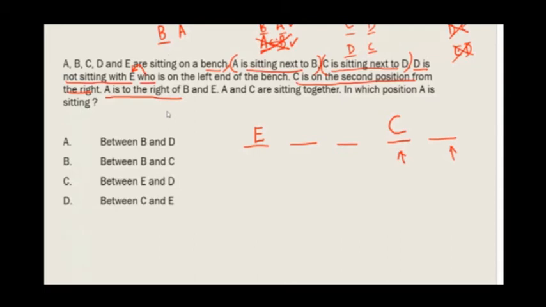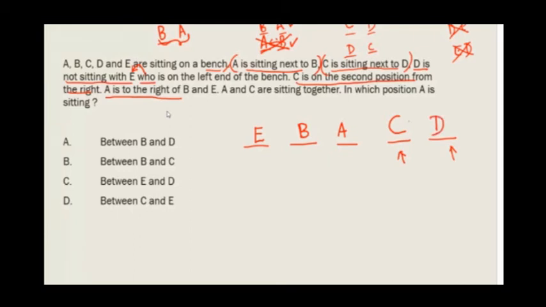Now I need to take A and B always together. A and B should always be together. So in this case, I have two places here and I have one place here. Definitely I cannot take A and B here. I'll be taking B and A here, that is B, and to the right of B, I have A. Now who is the left out person? That is nothing but D.